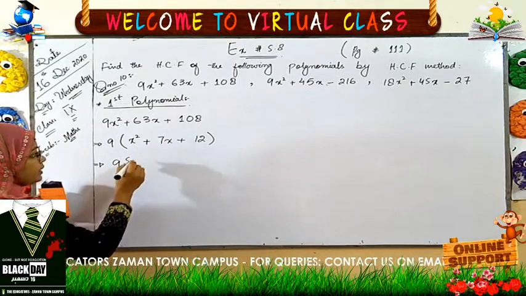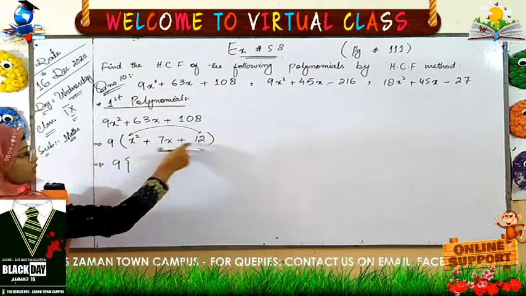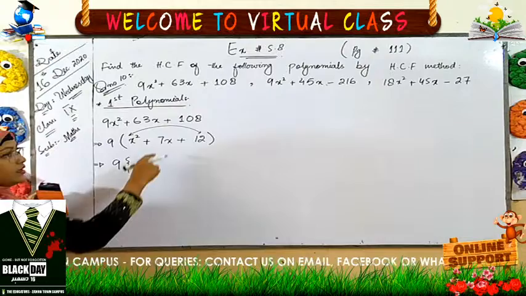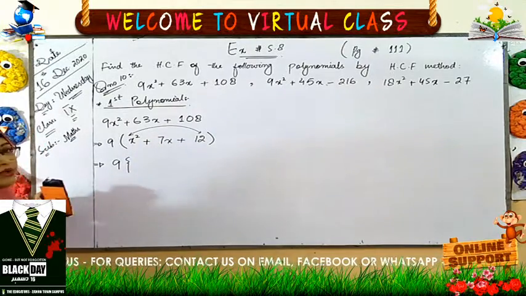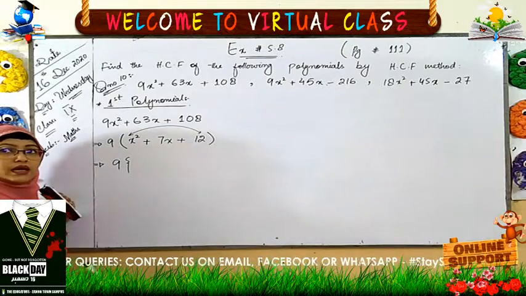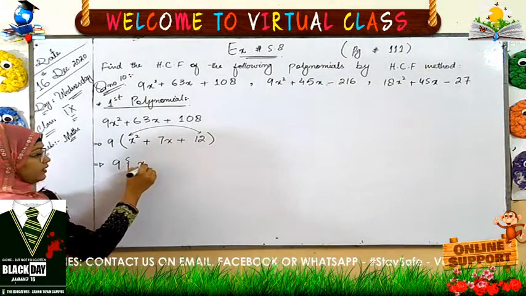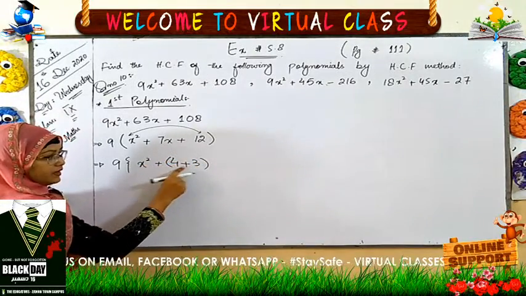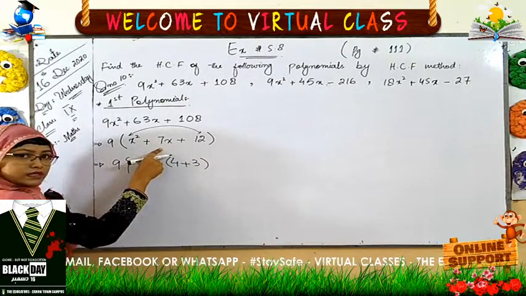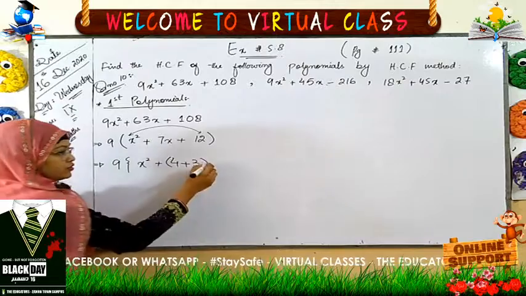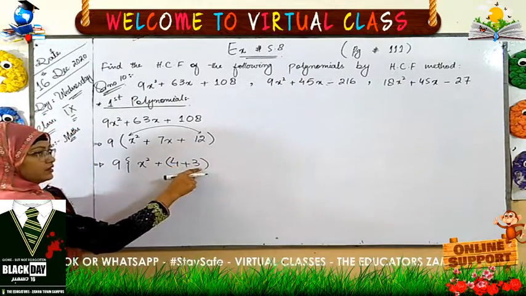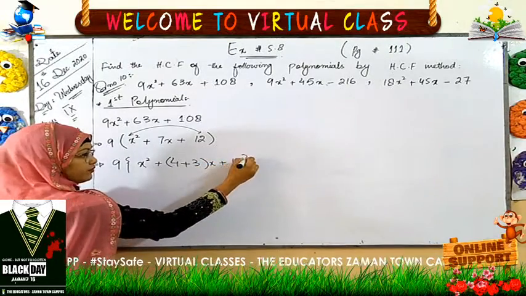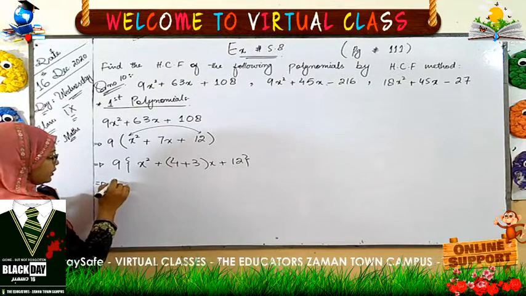Now what you have to do? Midterm breaking: first and last value we will multiply. 12 ones are 12. So we have to make the factors of 7. The numbers when we add must give 7, and after multiplication we get 12. Which numbers after adding give 7? You can see we are having 4 plus 3. These two numbers when added, 4 plus 3 is equal to 7, and 4 3s are 12. So we will write 4 plus 3 in place of 7 as a midterm breaking, x plus 12. Next step, we have to open the bracket.